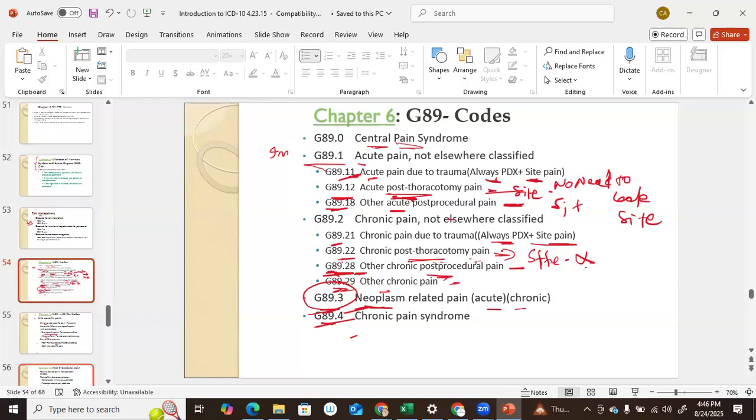And one more thing, we do not have any time frame to code chronic. We have to code the pain as chronic whenever the pain is listed as chronic in nature in the documentation.